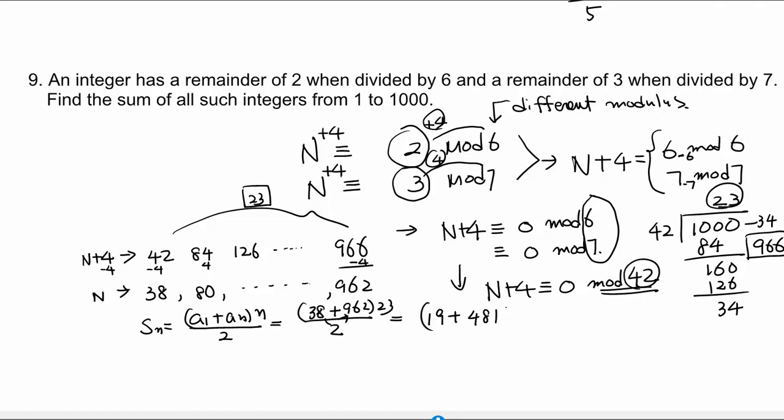That is 500, okay? This is 500 times 23, okay? So 500 times 23 equals how much? 11,500. That's the answer. That's the sum of all these values of n, okay?